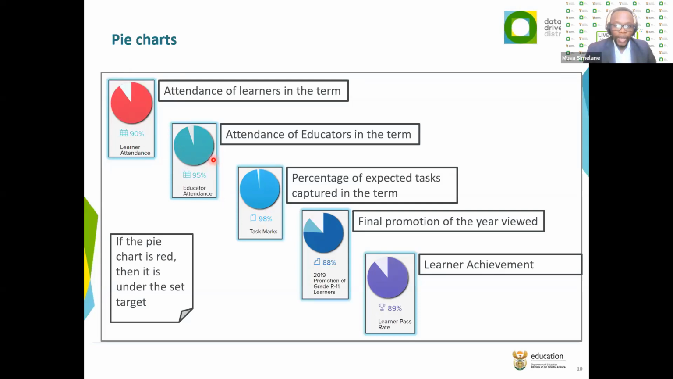Of course, learner and educator attendance there is talking to the percentage of times learners were present. But we also have statistics that flip it around and say the number of times learners were absent as well. That's also available. There's a percentage expected tasks, as I've covered in the previous slide. And as we can see from here, it's at 98%.